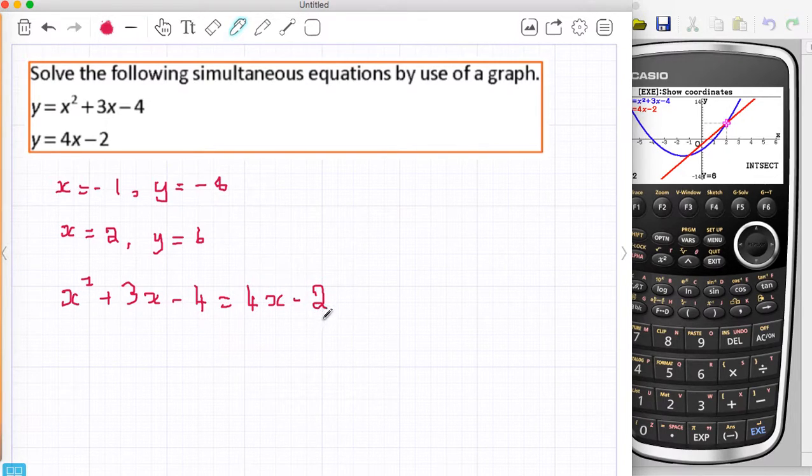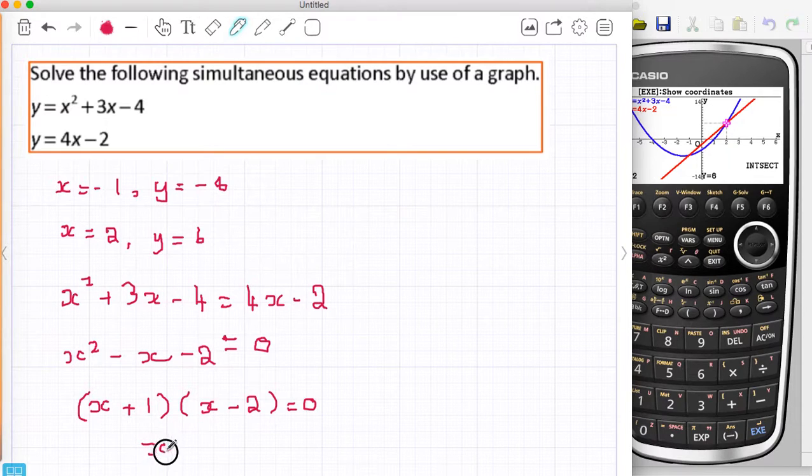Now it's a quadratic equation, but I can't solve it unless I have one side equal to 0. So I'm going to take away 4x. So it's x squared, and I'm taking away 4x from this side, take away 4x from this side. I'm going to add 2 onto this side, and add 2 onto the other side. So here's the quadratic equation, and it equals 0. Now this will factorise very nicely. In fact, I'm going to cheat a little bit because I know the answer. It factorises into x plus 1 and x minus 2.